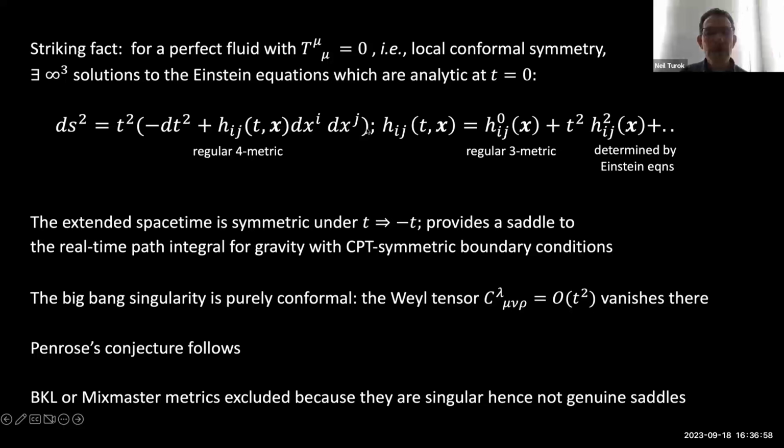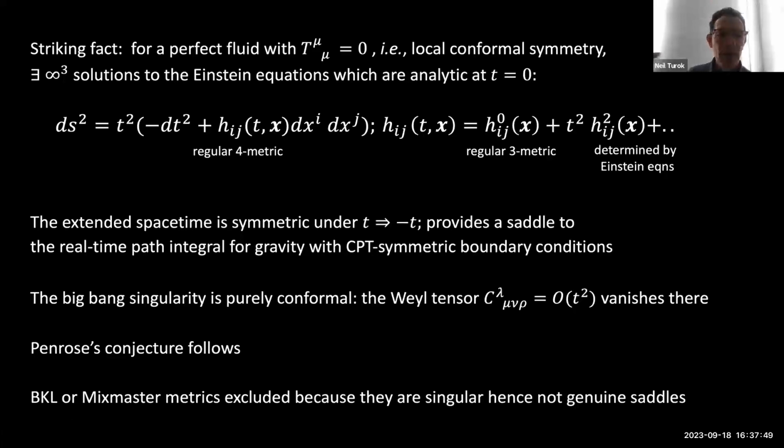So this is the solution of the Einstein equations for a fluid with traceless stress tensor. Here's the scale factor. And then the metric is a completely regular four-metric. Written in synchronous gauge, it has the property that it's analytic at t equals zero and symmetric under t going to minus t. So basically, there are exactly the number of solutions of the Einstein equations which you would expect as the general solution once you've imposed t goes to minus t symmetry. So the solution we're using for the background is in no way special.